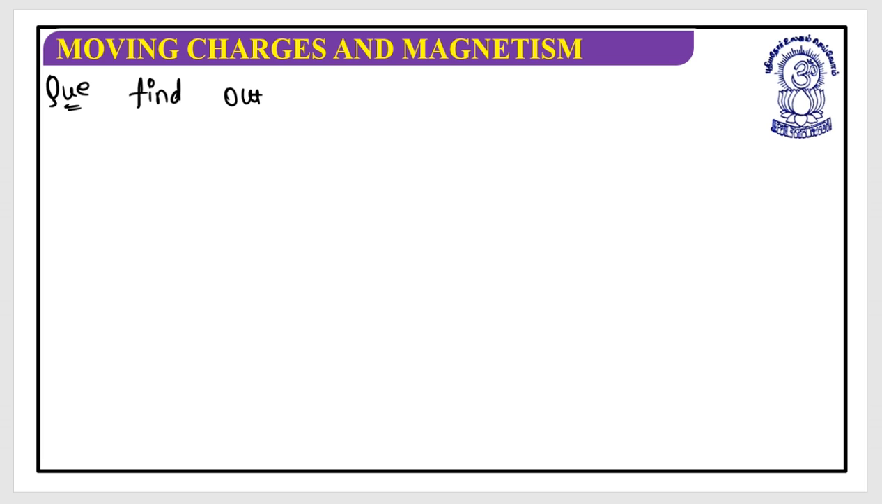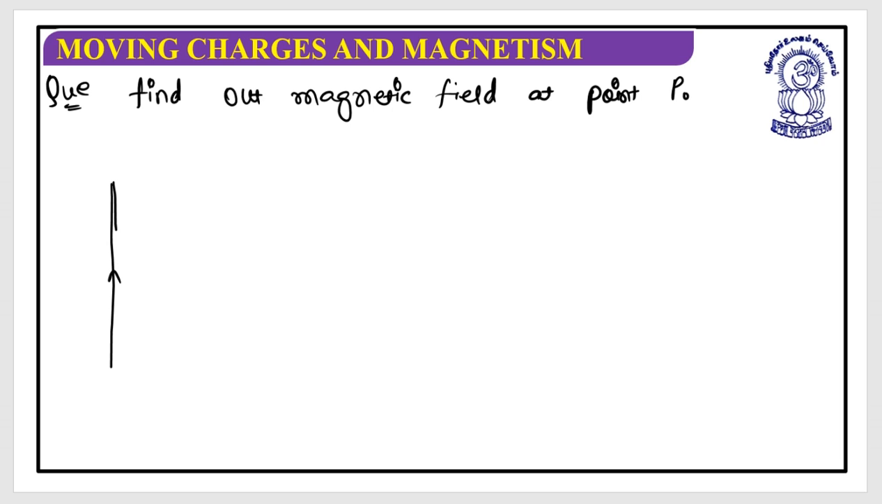Find out the magnetic field at point P. In this situation, this is a finite conductor having length 2L. This is point P and this length is L.